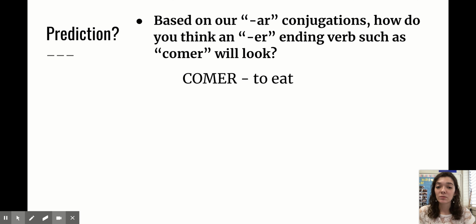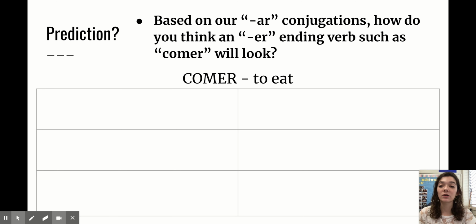I'm going to ask you to make a prediction, and you're going to do this on the Ed Puzzle based on our AR conjugations. How do you think ER endings, such as comer, would look? So think about the chart. Think about your AR endings. So let me ask you, what are your AR endings? Tell me that at the very least, okay? Now, based on those AR endings, that's where we're going to get our ER endings. They look very similar, but they're a little bit different.